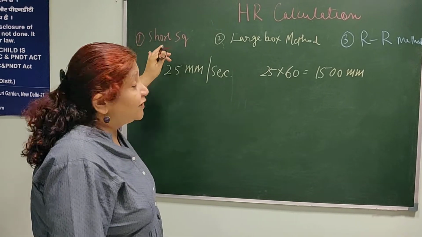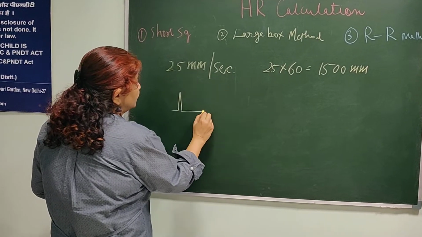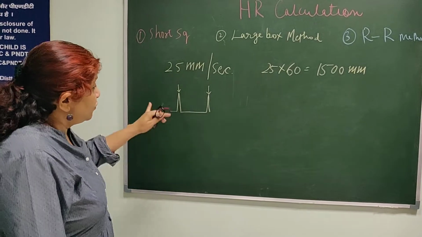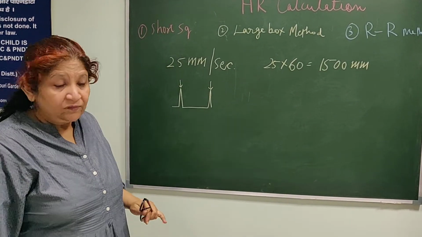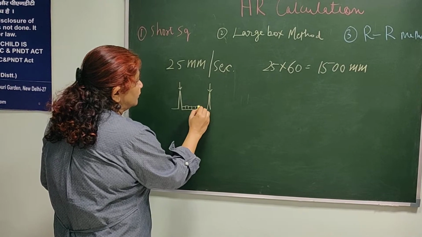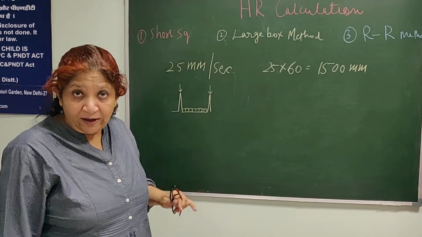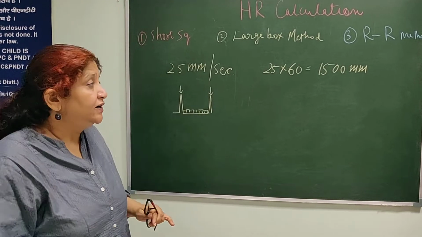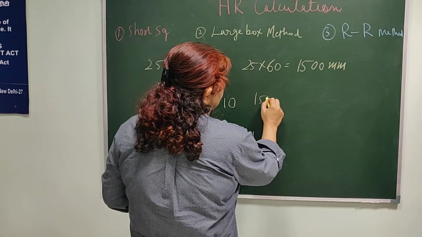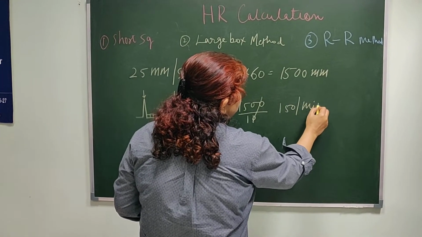So in the short square method, what we do is we measure the two R waves. Alright, this is one R wave, top of the R wave. This is the second top of the R wave. Now in between the RR interval, we measure the number of small boxes. So how many small boxes are there? Like this. So, if in one RR interval, the number of small boxes we measure is, suppose, 10, then heart rate will be 1500 divided by 10. That equals 150 per minute.